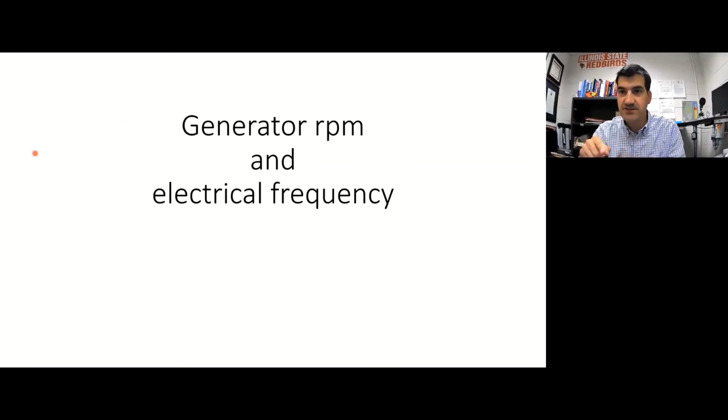So what we're going to develop here is a relationship between how fast we're spinning the rotor, what is the input speed to the generator, in other words, the number of magnetic poles on the magnetic field, and the output frequency. What is your desired output frequency?